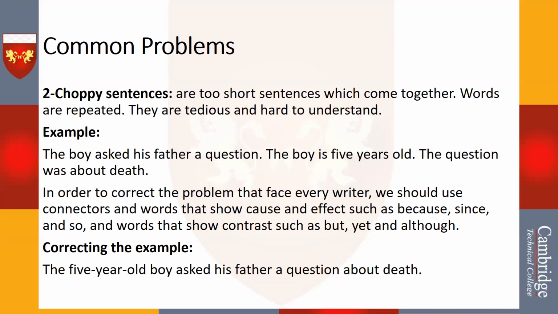We are going to say, the 5-year-old boy asked his father a question about death. Instead of saying the boy asked his father a question, the boy is 5 years old, the question was about death, which is going to be a boring sentence. So we are going to say the 5-year-old boy asked his father a question about death. And it's going to be simple and easy to understand. Do you understand what we mean about choppy sentences? Yes.